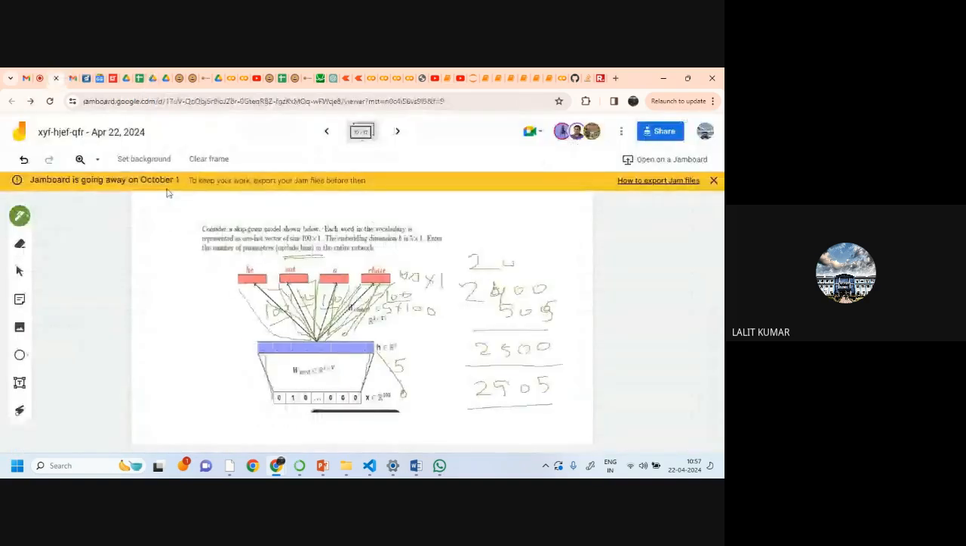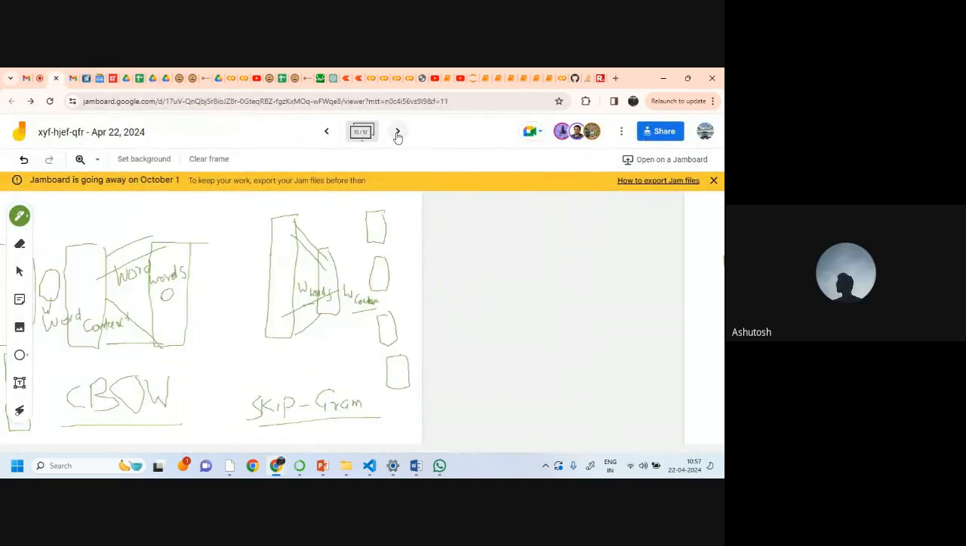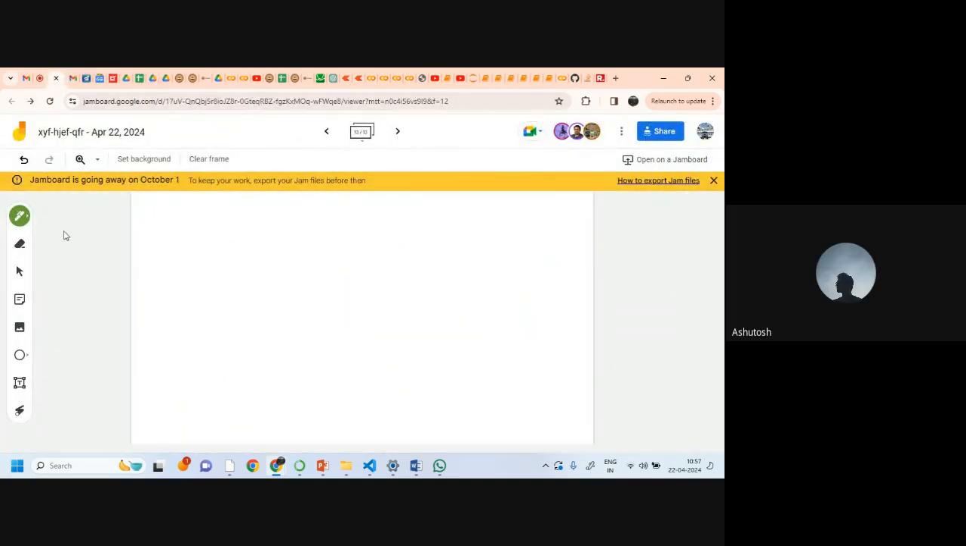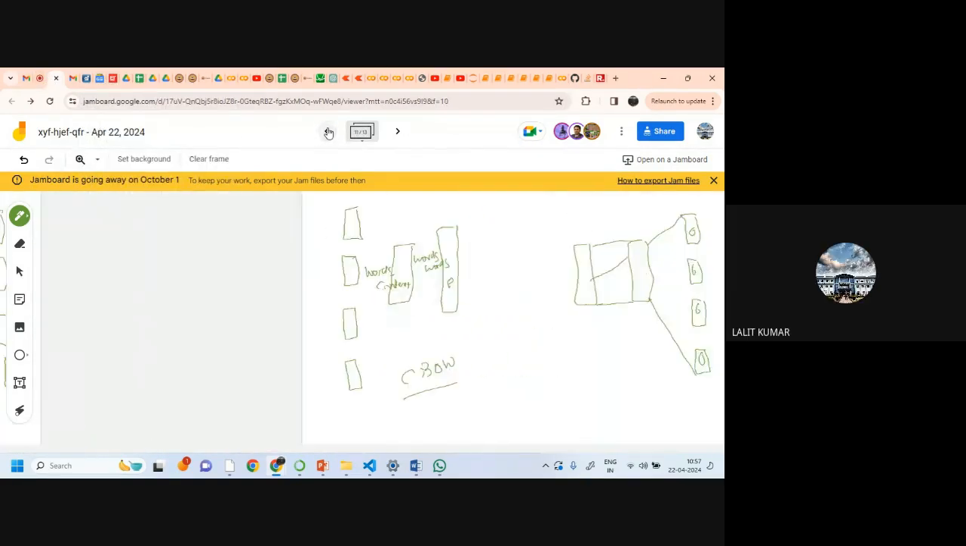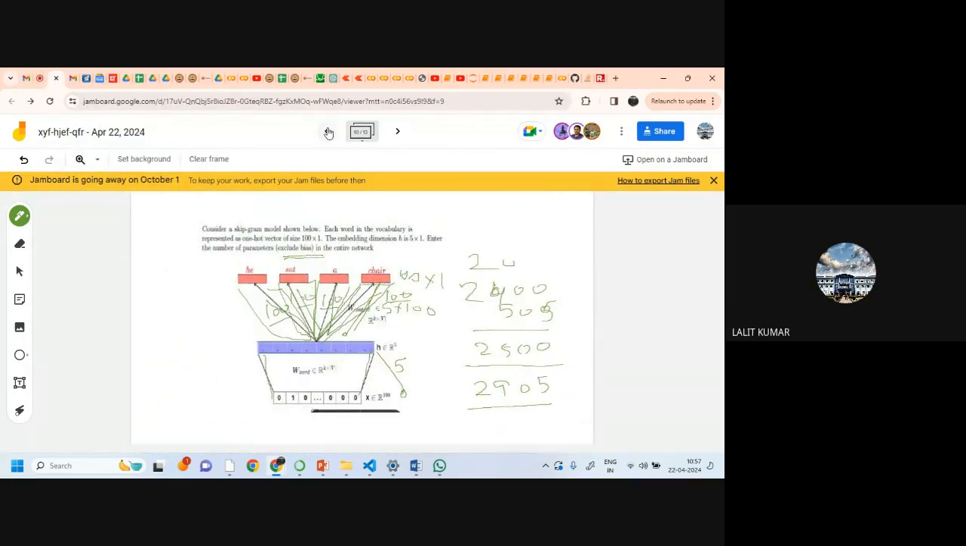This is probably a little bit dumb, but what will be the order of the W context vector matrix? It's a tensor, sorry. Here only we can see. This is W context in the n-gram, and this is a matrix like this. It's a tensor basically, three dimensional.